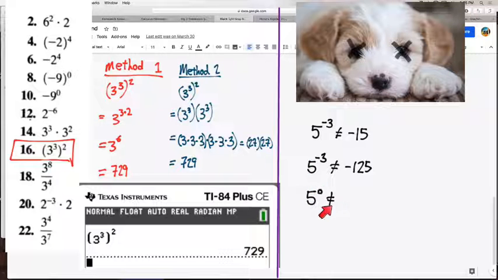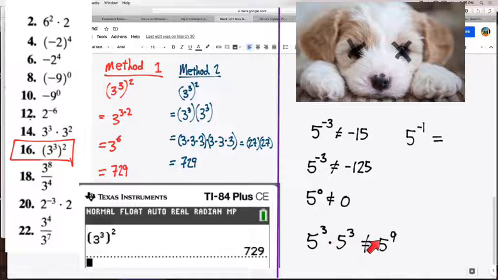5 to the 0 is not equal to 0. By the way, when we're talking about our product rules and so forth, a lot of times people kind of get all boneheaded. They see a product sign, so they see 3 and 3. So they say 5 to the 3 times 5 to the 3 is equal to 5 to the 9.